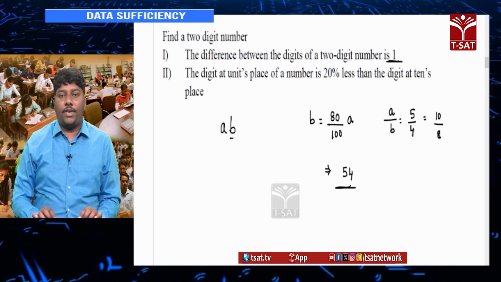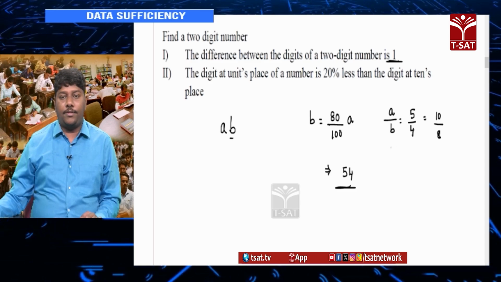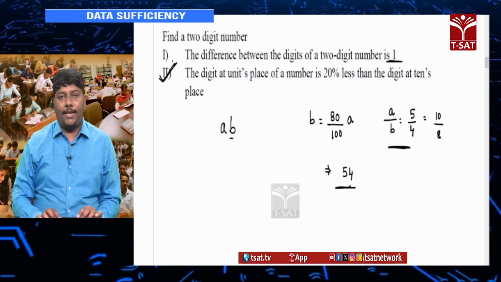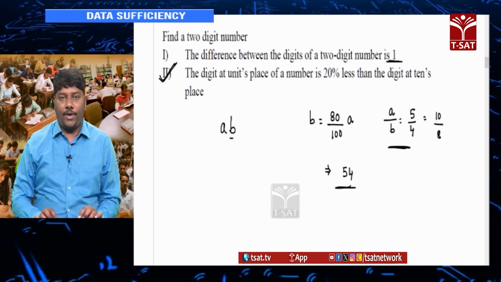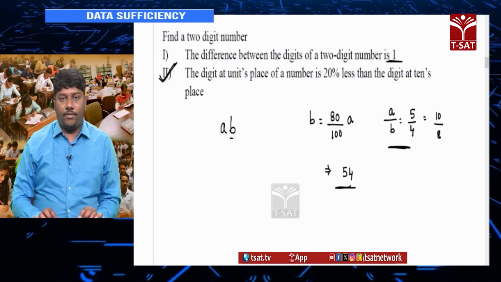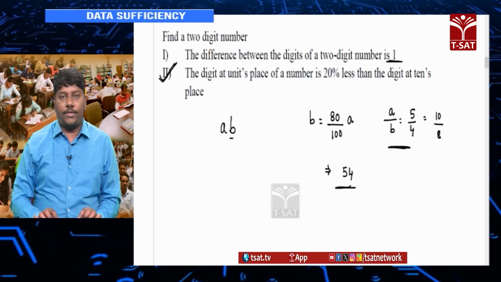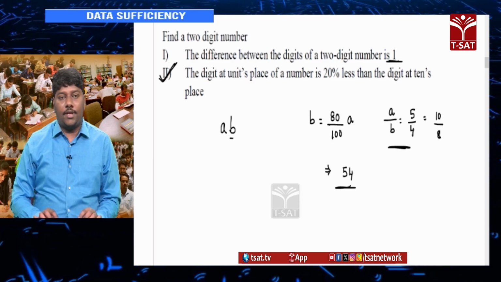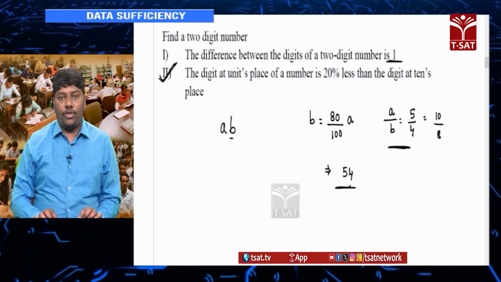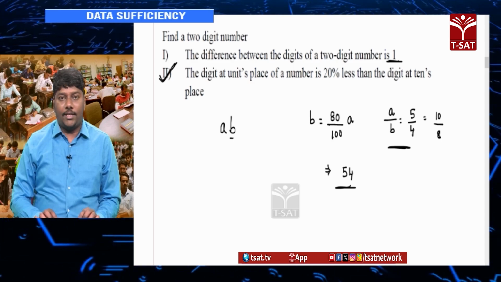only 54. I don't need to know whether the difference is 1 or not, because from statement 2 I am directly getting a is to b as 5:4. The only 2-digit number whose digits are in the ratio 5:4 is 54. There is no other 2-digit number whose ratio is 5:4. So, the answer is only by using statement 2. Statement 2 alone is sufficient, 1 is not required. So, our answer is B.